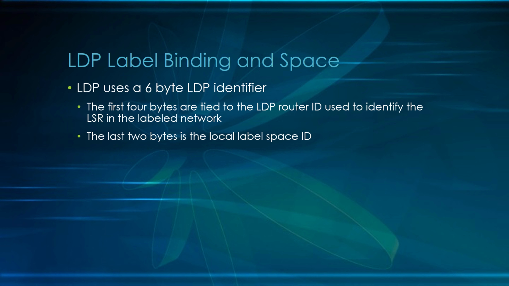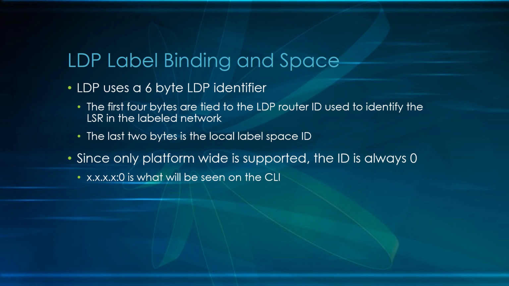LDP uses a 6-byte LDP identifier. The first 4 bytes are tied to the LDP router ID, used to identify the LSR in the labeled network. The last 2 bytes are used by the local label space ID. Since only platform-wide is supported, the ID is always 0. So you're going to see whatever the router ID is of the remote device, :0, and this is what is seen on the CLI. So that's basically how you could view it and see exactly what's going on in the network.